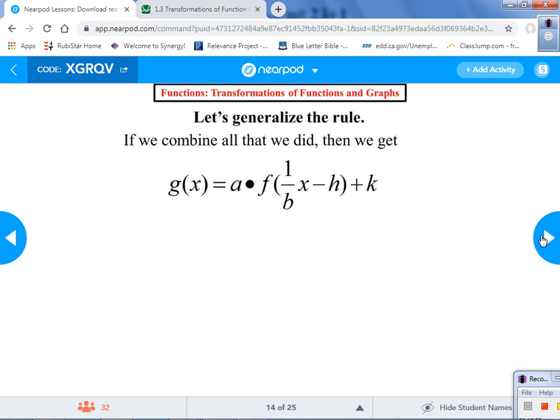And write this general formula down. Write it down, please, because we're going to do a transformation right now with all the components and see how we do. G of x equals A times f of 1 over b times (x minus h), close parentheses, plus k. And this is going to be your BFF for transformation of functions. Okay?